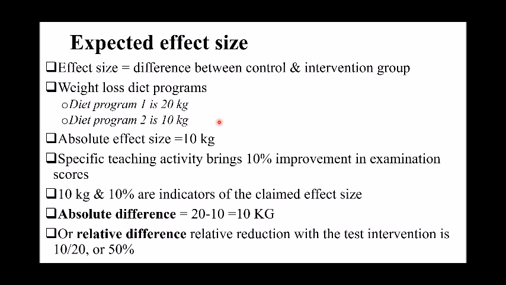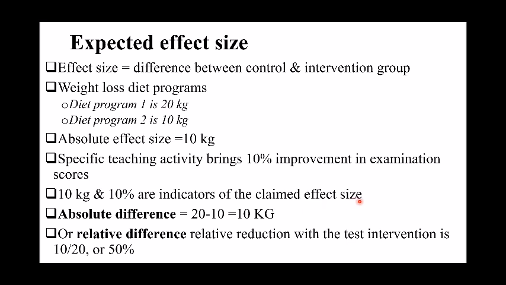So let's give an example. We have two diet programs. One program, when we apply it, we lose 20 kilograms. The other program, program 2, we lose 10 kilograms. So the difference between two programs is 10. Another example, we're using a specific teaching activity. It brings an improvement of 10% in the examination. So the 10 kilogram difference and the 10% are indicators of the claimed effect size.